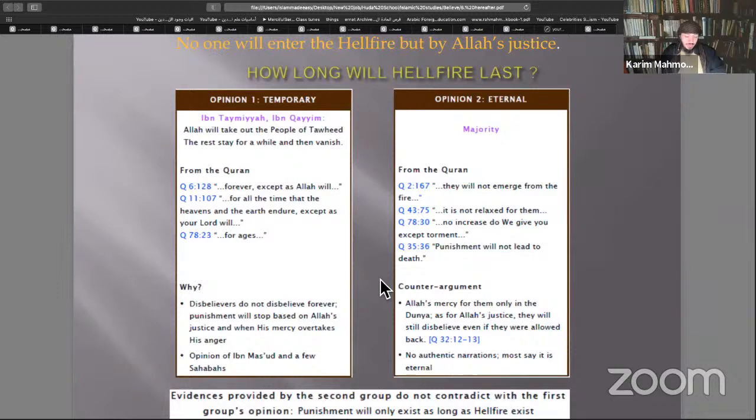It burns their insides. Exactly. Some of the requests that the people of hellfire wish for, they say, "Oh Allah, give us a chance to come back to this world to live again." And now, does Allah accept that, to let them come back?